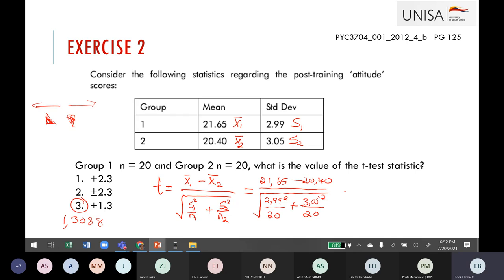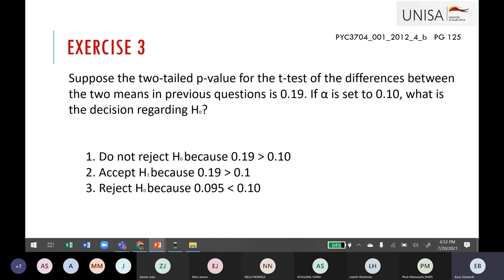Okay. Last exercise relating to this, then we move to the next part of the session. Suppose the two-tailed p-value for the t-test of a difference between two means in the previous question is 0.9. So relating to what we just calculated, if a two-tailed p-value was this, and if alpha is set to 0.1, what will be the decision regarding the null hypothesis?